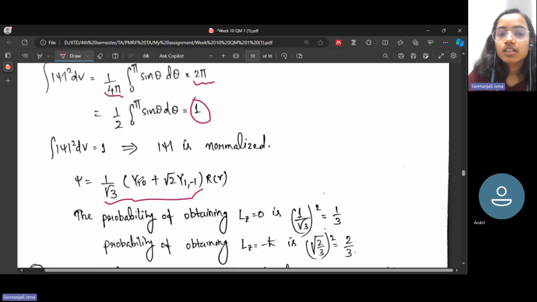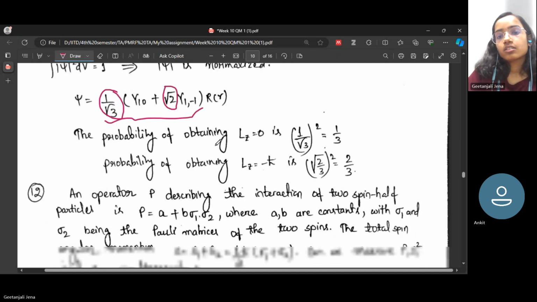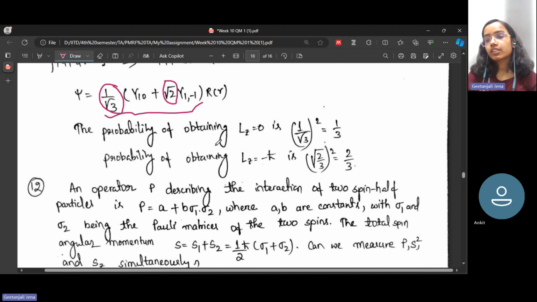And psi is normalized. That means the probability of getting 0 is the square of this coefficient, which is 1 by 3. And the probability of getting minus ħ is root 2 by 3 squared. So you will get the probability 2 by 3. So this is how you can solve this problem.